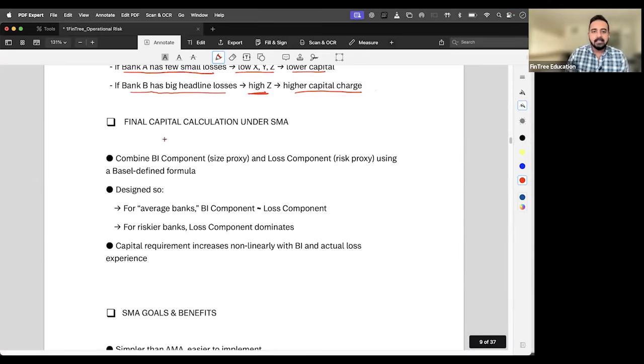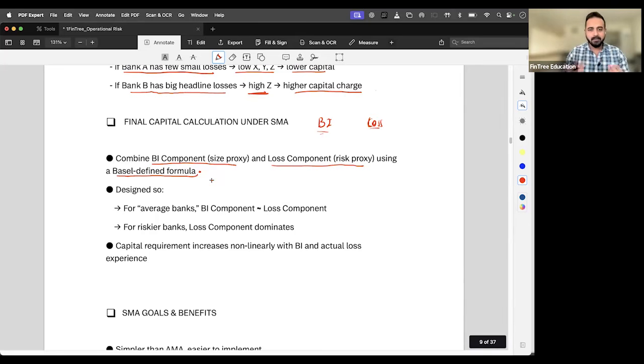And finally, okay, now I calculated BI, I calculated the loss capital. Now what do I need to do? So the combined BI component, which is the size proxy, and loss component, which is the risk proxy, use some Basel defined formula. Do you need to know what that formula is? No, not in the GARP curriculum. They have some formula. We don't care, but we know the formula includes some element of BI, some element of loss component.